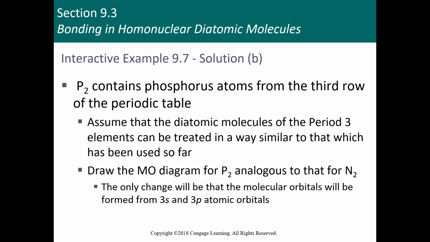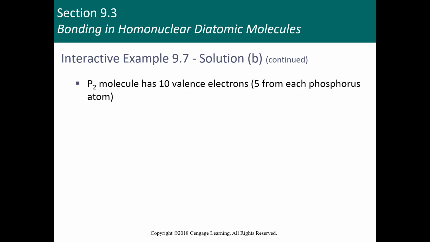The only change that we're going to have to make compared to the nitrogen diagram is that we don't have 2s orbitals and 2p orbitals anymore, do we? Instead, we'll be using 3s and 3p orbitals. So that's a big difference. We turn the 2 into a 3. And there you go. So our P2 molecule is going to end up with 5 electrons from each phosphorus atom, which gives us a total of 10 valence electrons we have to populate. We make our molecular orbital diagram again.